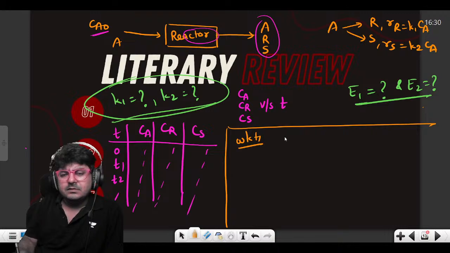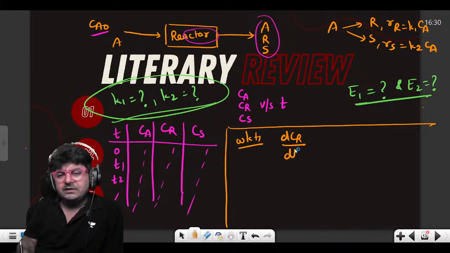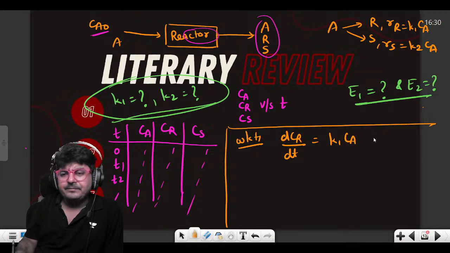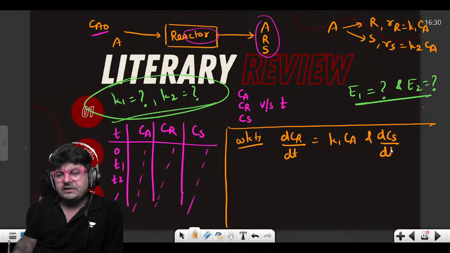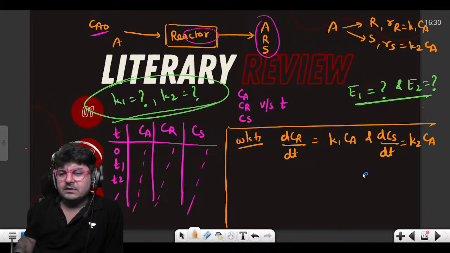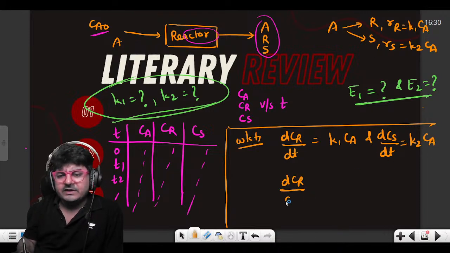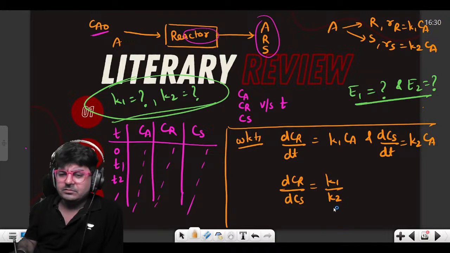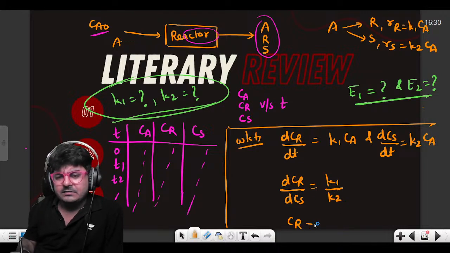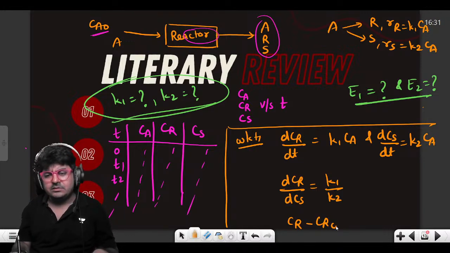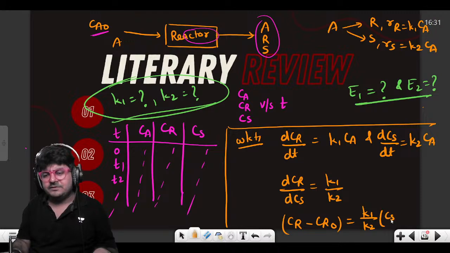We know that dCr over dt is equal to K1Ca and dCs over dt is equal to K2Ca. Take the ratio. So you will get dCr over dCs, dt will get cancelled, Ca will get cancelled, equal to K1 over K2. Now integrate this. So you will get Cr minus Cr naught equal to K1 upon K2 times of Cs minus Cs naught.